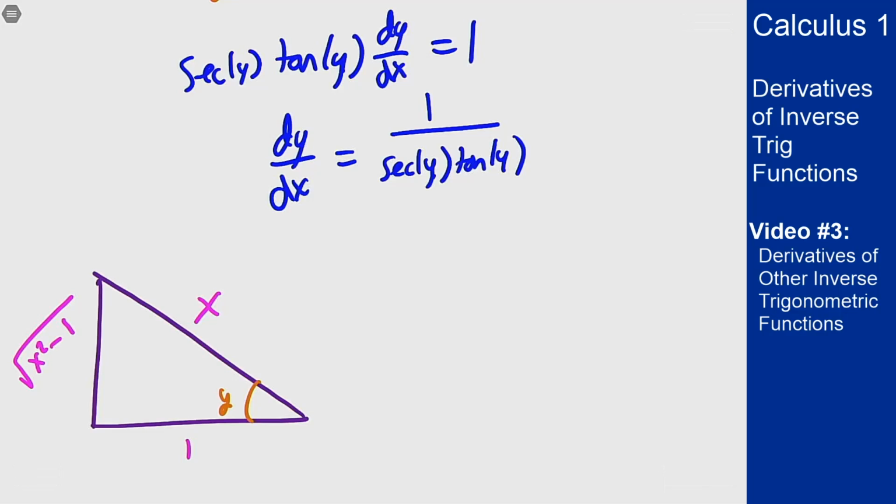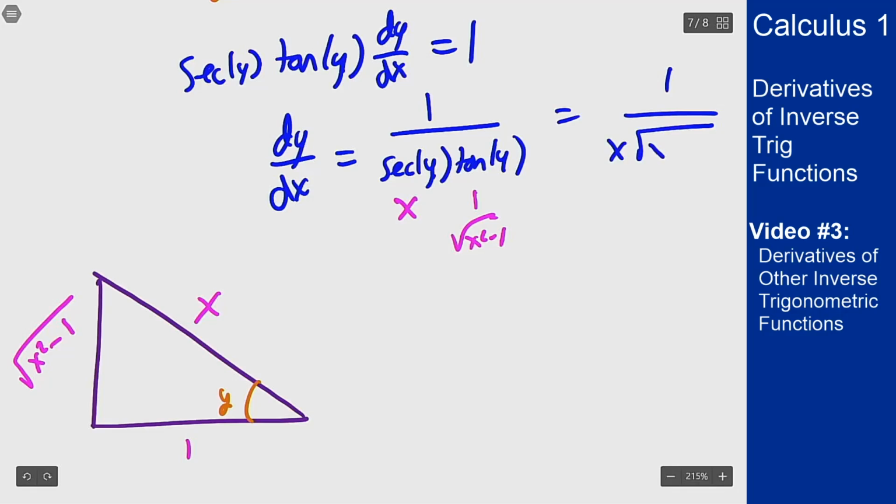And so we see here that secant of y is obviously x, because that's what we defined it as. And tangent is opposite over adjacent, which is this root x squared minus 1 term. And so we get that this should be 1 over x root x squared minus 1. However, this only works if x is a positive number, because I need the setup here to be positive. Because x is a length, it's got to be positive. If x is negative, I have to play with some signs.